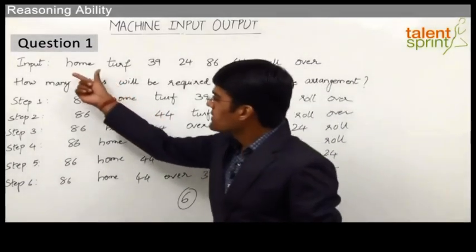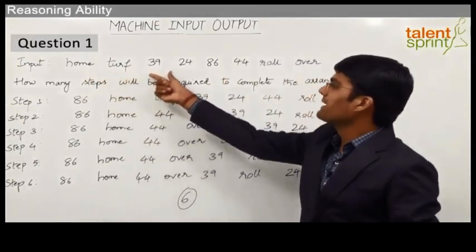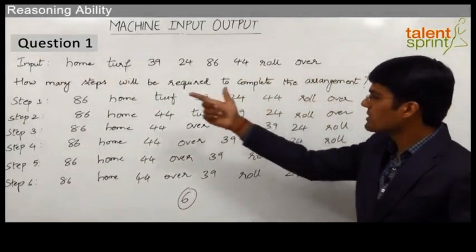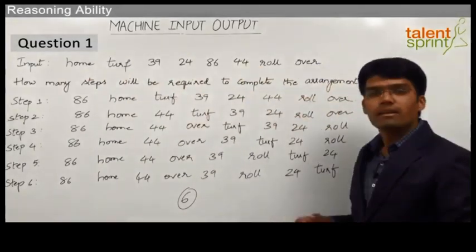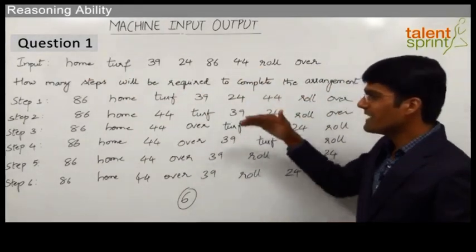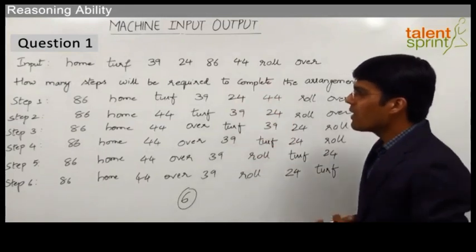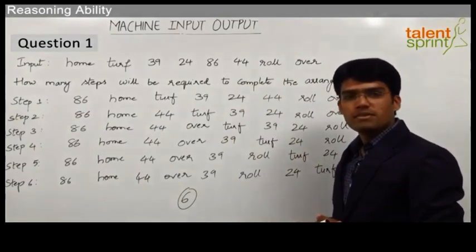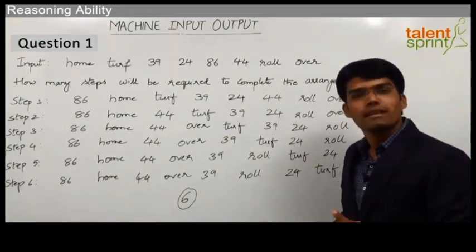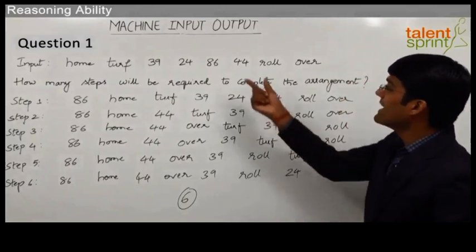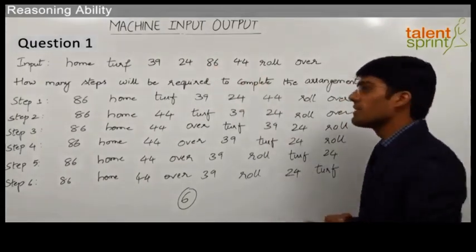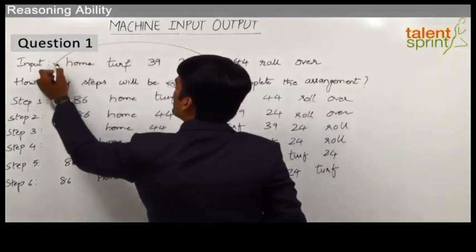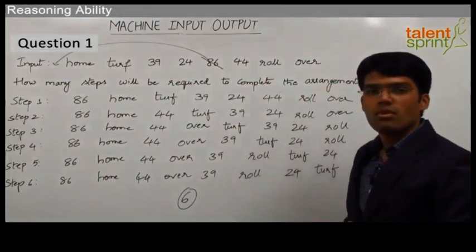The given input is home, turf, 39, 24, 86, 44, roll, over. And the question is, how many steps will be required to complete the arrangement? So without writing these steps, let us now see how we can solve this in a simple manner. We know that the first position in the output should be occupied by a number, and that number should be 86, as it is the highest number. So just strike off 86 and let us put an arrow indicating that it comes before home.